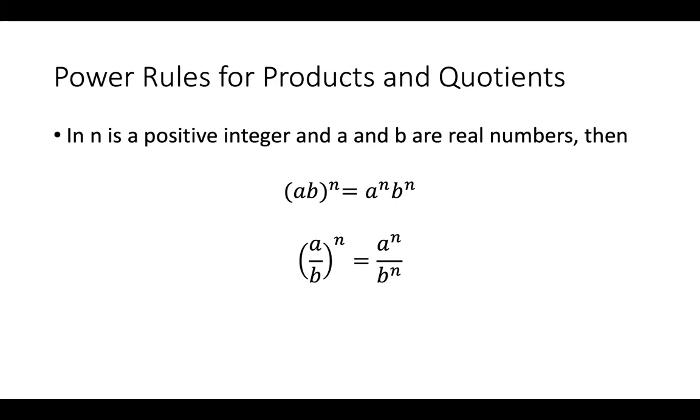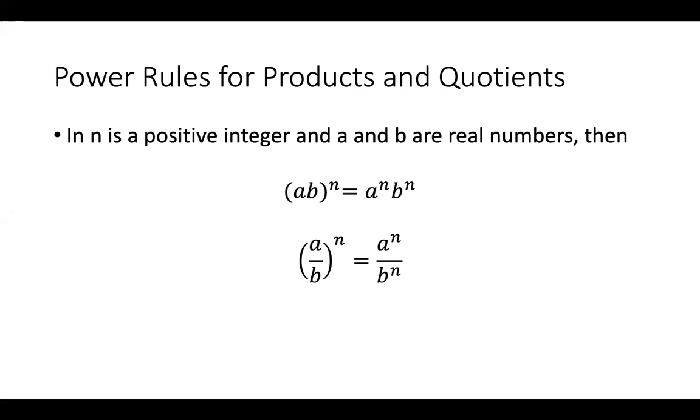Next, we'll look at the power rules for products and quotients. If n is a positive integer and a and b are real numbers, and I guess in the second rule, b would not be able to be 0. All right, then the nth power of ab is equal to a to the n times b to the n. I kind of think of this as like a distributive property. I don't know if it technically is a distributive property, but it definitely works like one.